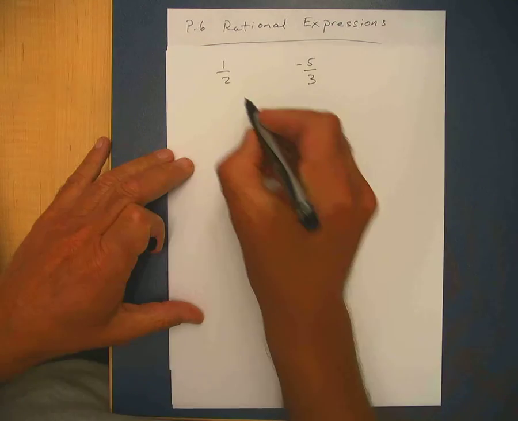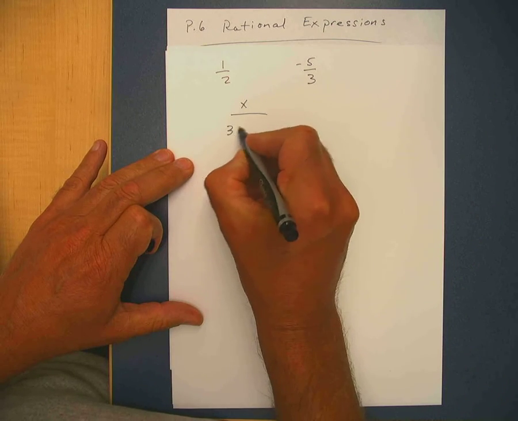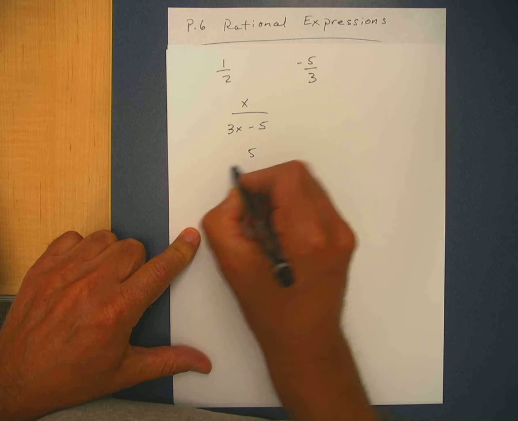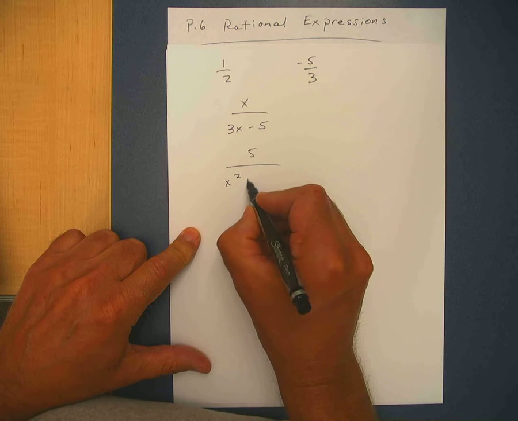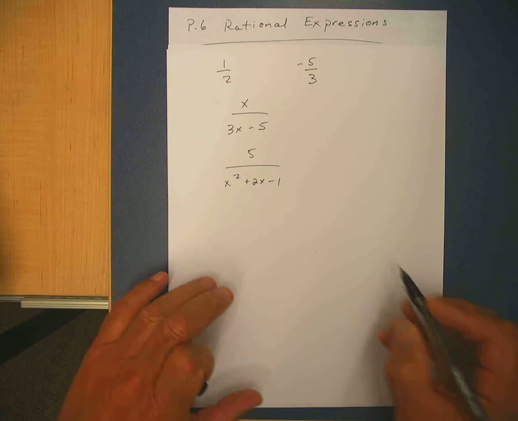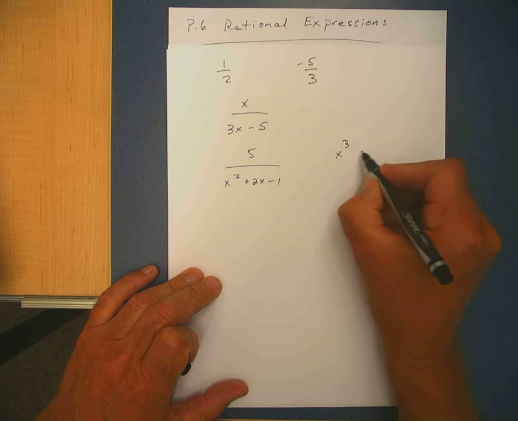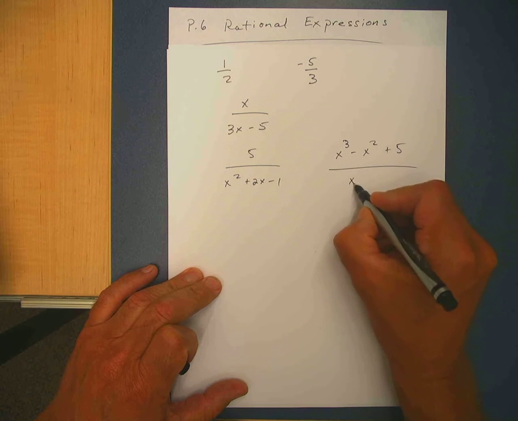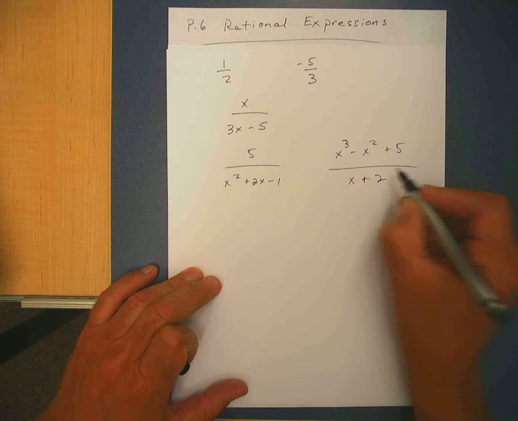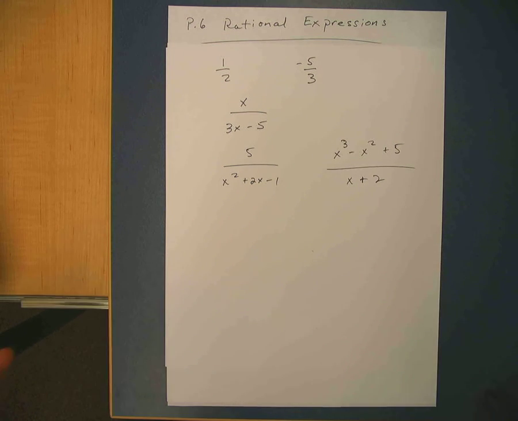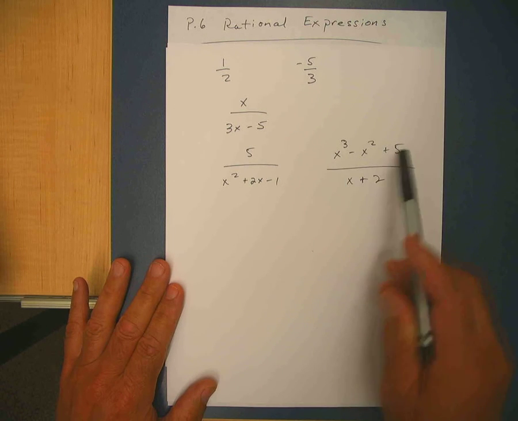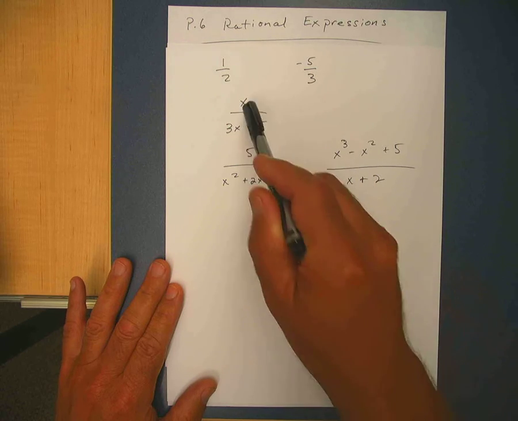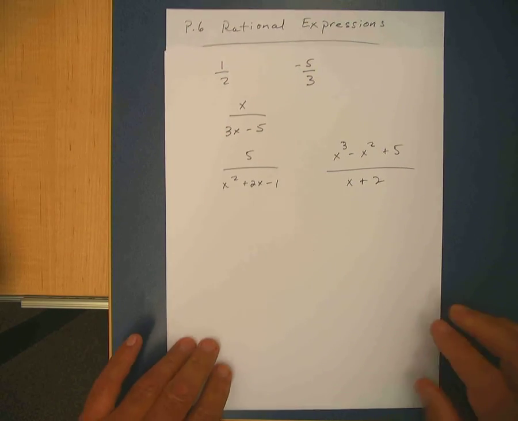So an example might be x over 3x minus 5, something like that, or 5 over x squared plus 2x minus 1, or say x cubed minus x squared plus 5 over x plus 2, and so on. So the only stipulation is that the numerator needs to be a polynomial as well as the denominator. 5, remember, is still a polynomial. It's a constant polynomial, but any of these expressions would be rational expressions.